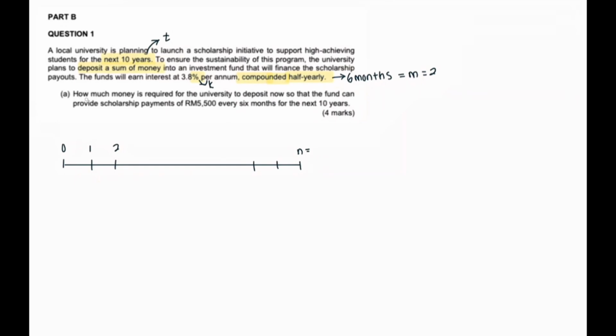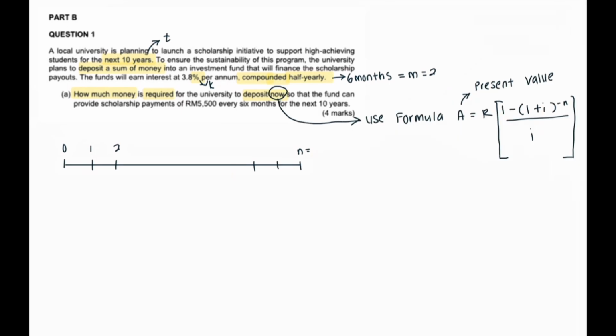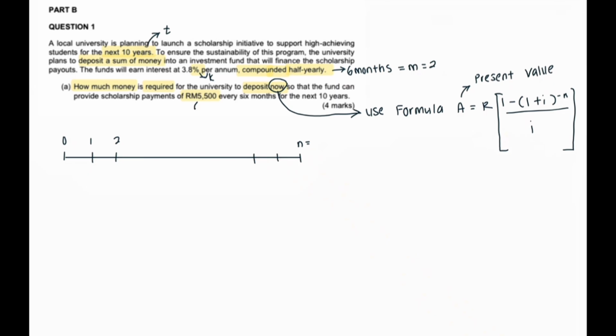Okay, so for question A, how much money is required for the university to deposit now? We know that it's now, so use the present value formula, which is A. Provide a scholarship payment of 5,500 ringgit. We know that it is an R value, which means a periodic payment every 6 months. So the M value is 2 because it is compounded half-yearly. The next 10 years is the T value.